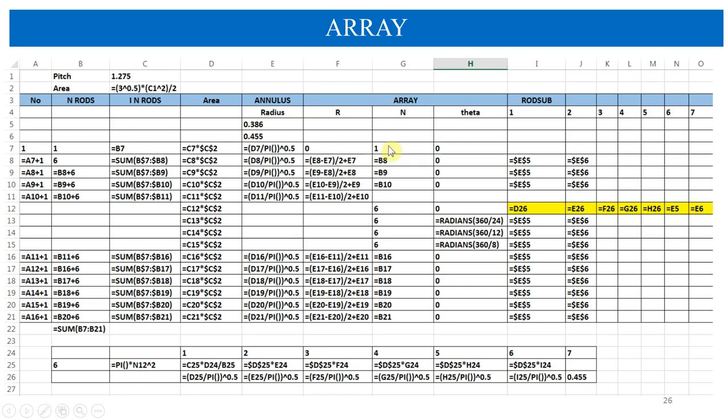After that, I can put the number of rods in each array. Here in the first array, I have one rod because I have just one hexagon. In the second array, which is the yellow one, I have the same number as this one, which is 6. So I have to put first the intermediate radius at the middle of each annulus. After that, the number of rods. Then how these rods are distributed according to the angle theta. So the array consists of the intermediate radius, the number of rods, and the theta regarding this number of rods.